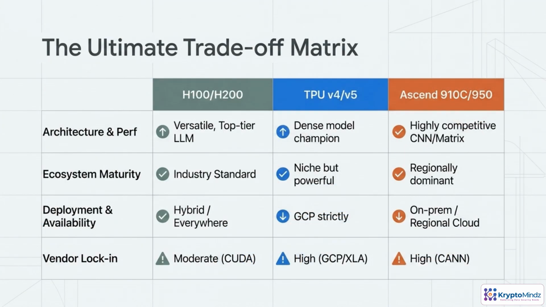Here's how to apply this trade-off matrix in practice. If you want maximum versatility and the broadest ecosystem, H100 and H200 are the safe, industry-standard bet, especially for large language models and mixed workloads. If your workload is mostly dense, well-structured models and you're already committed to Google Cloud, TPUs can deliver excellent performance, but you accept tighter lock-in. Ascend shines where it's readily available and regulated for use, especially for CNN and matrix workloads, but comes with a more regional, Huawei-centric ecosystem.